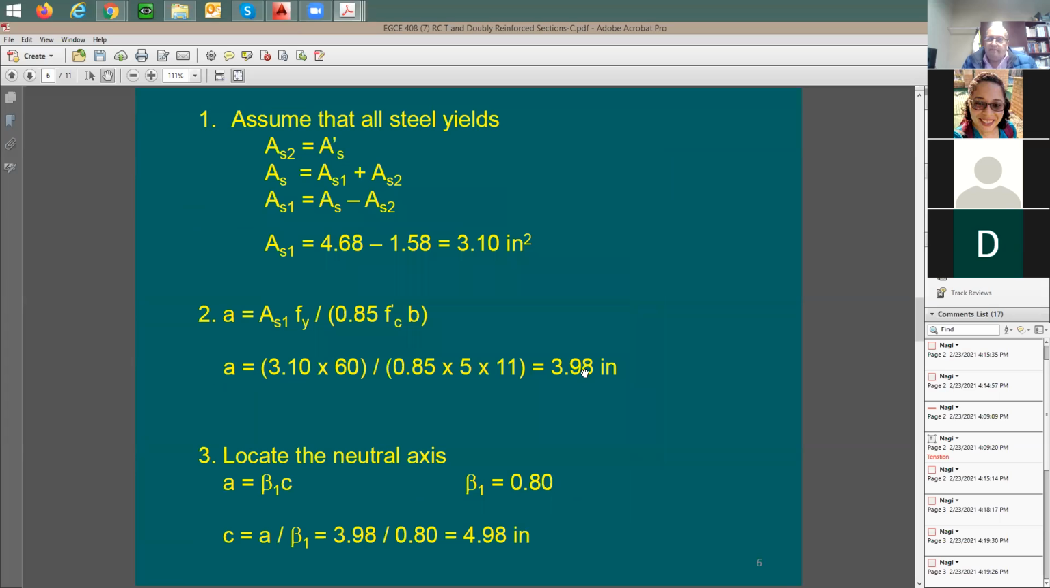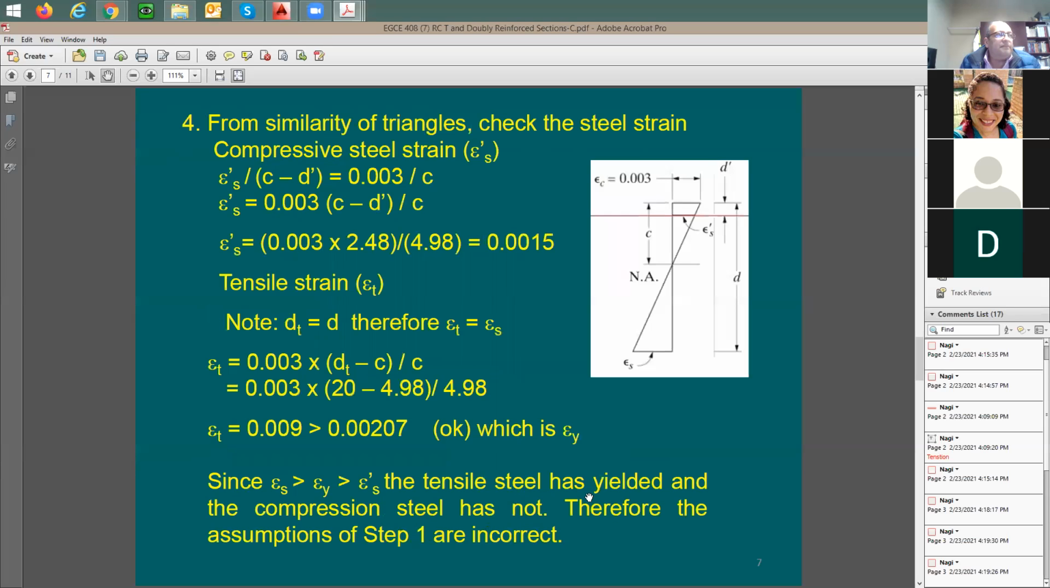Now I have A. Once you have A, you can do also the C, the depth of the neutral axis. It's going to be A divided by beta 1. Beta 1 here is 0.8 for 5,000 psi concrete. Now I have the depth of the neutral axis C. This is very good news, right? Now I need to confirm that the steel is yielding top and bottom. So I need to find out the strain top and bottom.